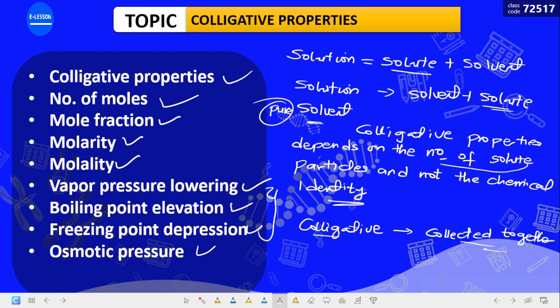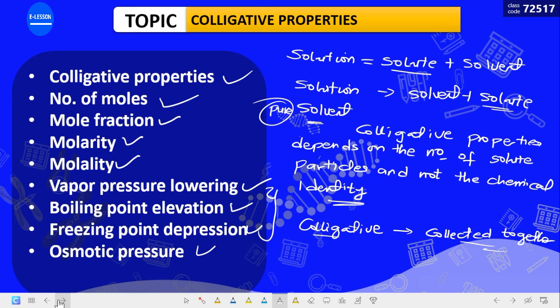Colligative properties are properties that depend on the number of solute particles and not on their chemical identity. I said that the number of solute particles is talking about the concentration. That means there are properties that depend on the concentration of solute present and not the chemical identity of those solutes. They are called colligative properties because they are collected together: if you are able to determine one of those properties, you will be able to determine the other properties.